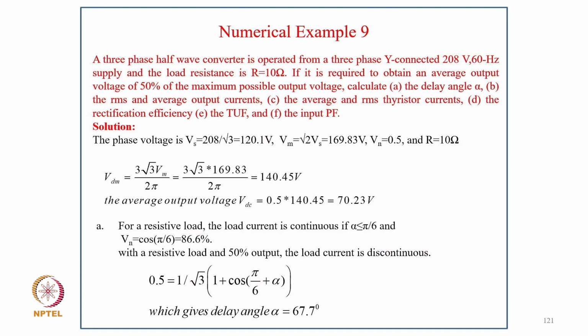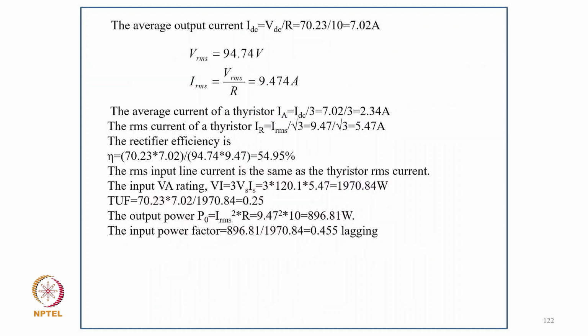With the resistive load, 50 hertz, the load current becomes 0.5 equal to 1 upon 3 in bracket 1 plus cos 5 by 6 plus alpha, which gives the delay angle alpha equal to 67.7 degrees. The average output current is Idc equal to Vdc upon R equal to 7.02, and Vrms equal to 95.74, Irms equal to Vrms upon R, that is 99.474. The average thyristor current is Idc by 3, that is 2.34, and the RMS current of the thyristor is Irms upon root 3, that is 5.47.